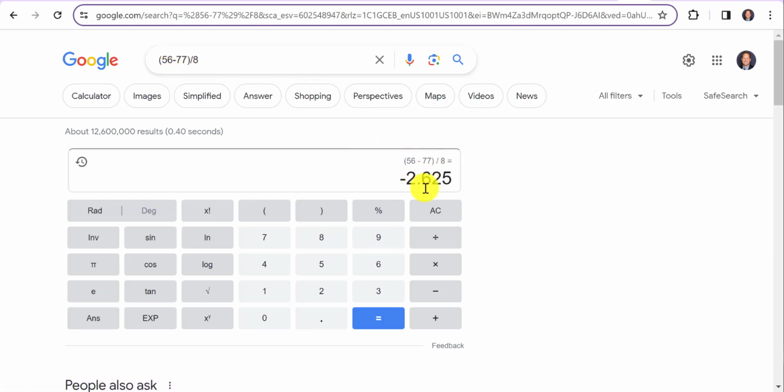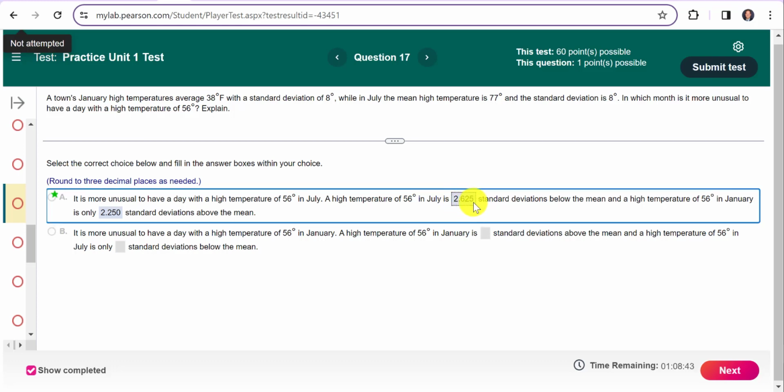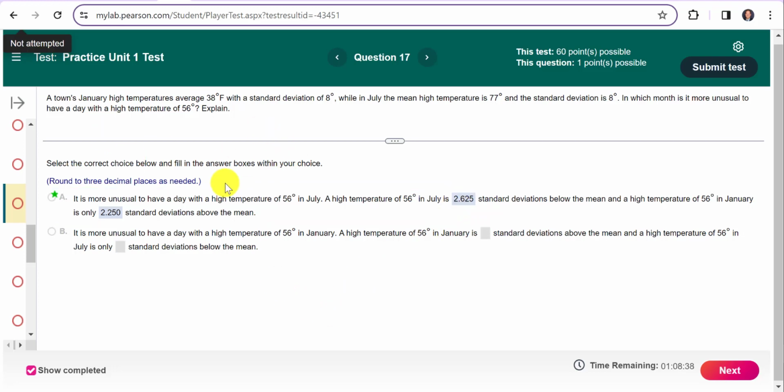So whichever one has a larger z-score in absolute value is the more unusual. Yeah, they want the standard deviations right there. So 2.625 is in July, and 2.25 is for the other one. Remember, it's interesting here that they didn't care if it was positive or negative. They're counting how many, and when you count it is positive. So that's why that's 2.625 instead of negative 2.625. So it's a z-score calculation one.